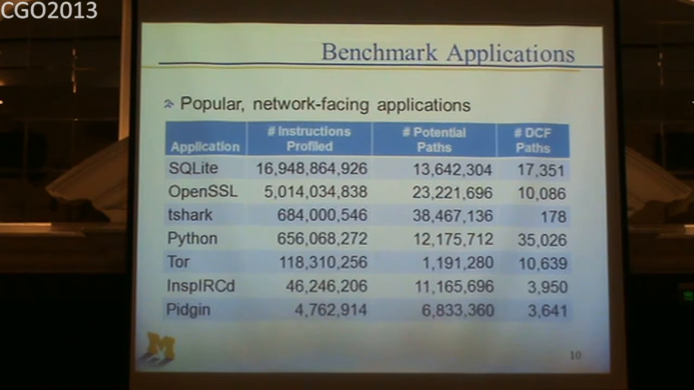And lastly, we analyzed these application traces for the number of unique dynamic control frontier paths within the context of the traces, which is shown in the last column. And the important thing to notice here is that just the unbounded path space is exponential with the length of execution. And some of these, of course, run into billions of instructions. However, the number of dynamic control frontier paths for these applications range into the thousands.